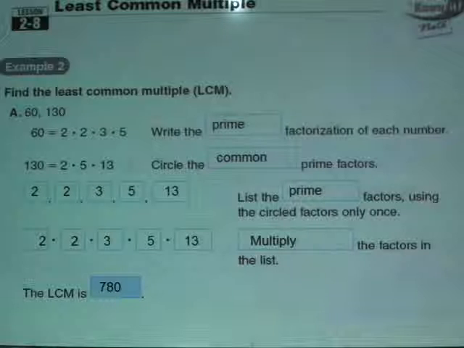All right. In this question, they're asking us to find the least common multiple of 60 and 130.